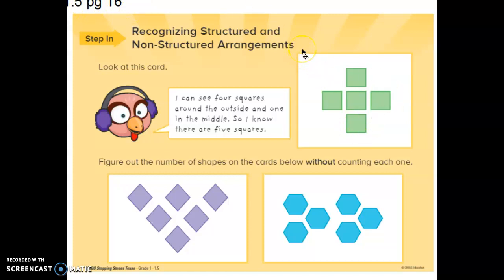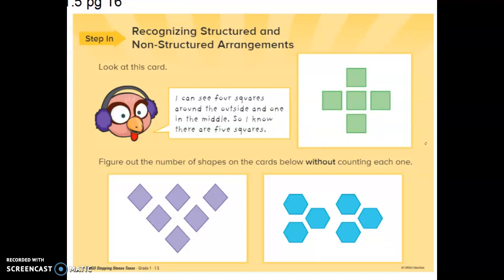Look at this card. I can see 4 squares around the outside, 1, 2, 3, 4, and 1 in the middle. So I know there are 5 squares. Figure out the number of shapes on the cards below without counting each one. So our goal is to not count each one, but just to look and know how many we have.